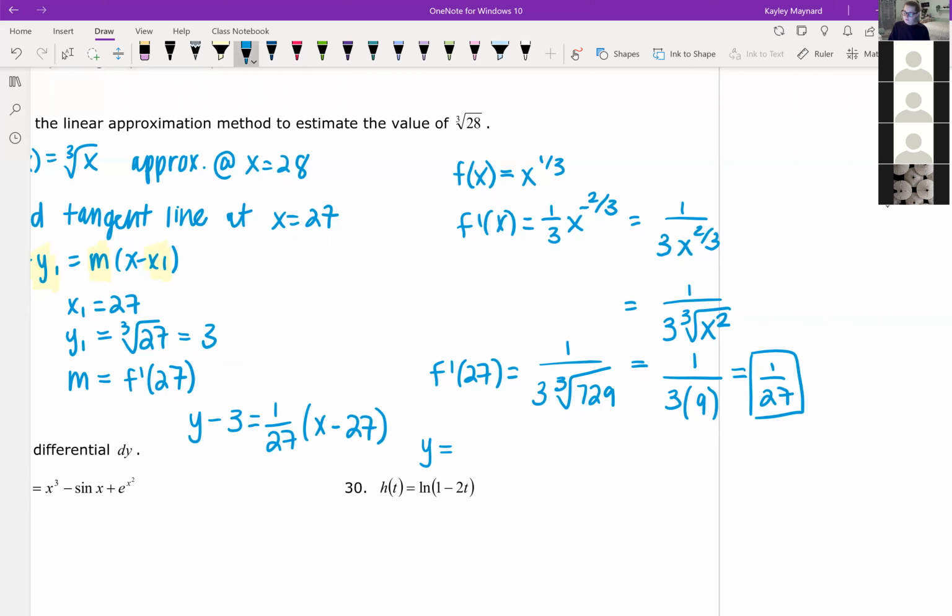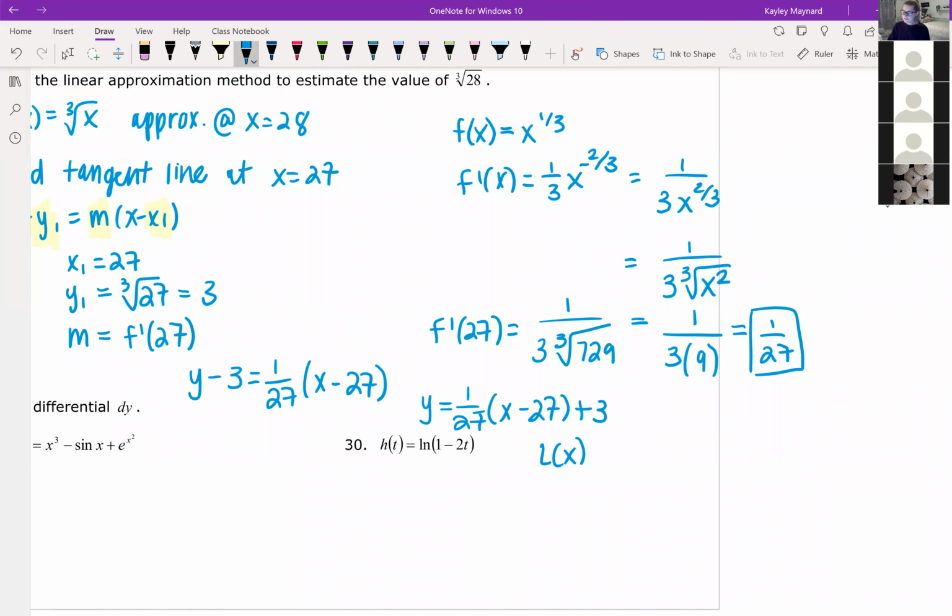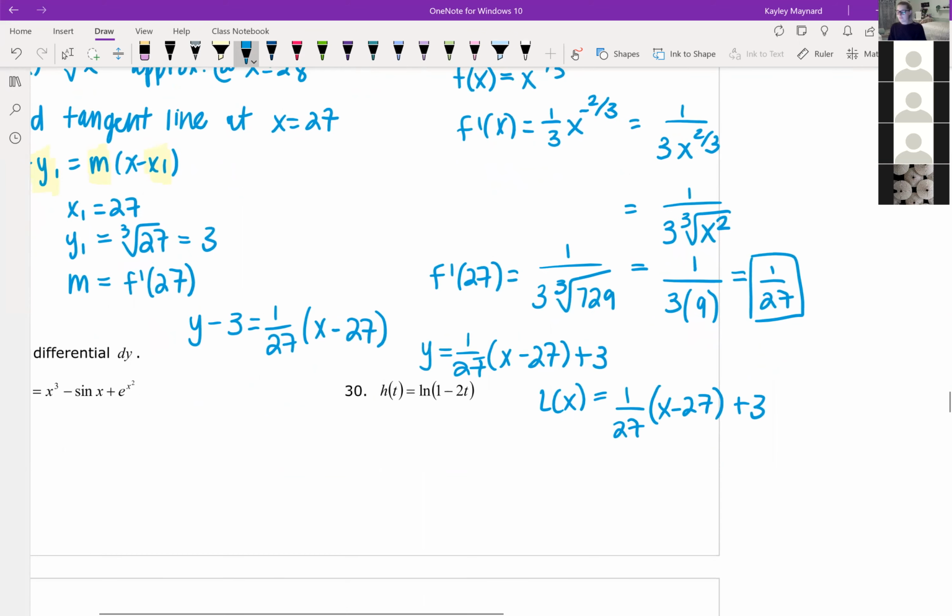This is just like a formality. So you get y is equal to 1 over 27, x minus 27 plus 3. And then it wants you just to change y to be L of x is equal to 1 over 27, x minus 27 plus 3. This is just like a formality. L of x is like the linear approximation at x. So that's just like an added step here. And then your last step is to just plug in 28 into this function.